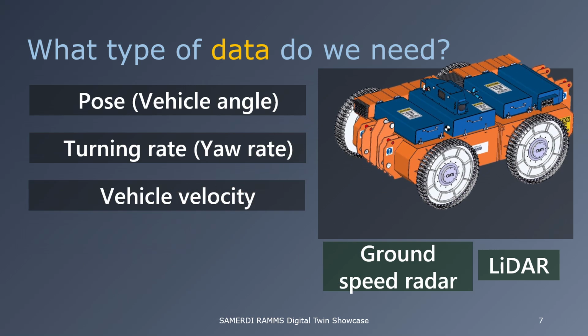We also need to know how fast the vehicle is traveling, the absolute vehicle velocity. And for this, we can't use GPS because we're operating in an underground environment. So we looked at 2 possible solutions. The one is a ground speed radar. These are typically used in agricultural environments. But the other solution, once again, LiDAR, works quite well.